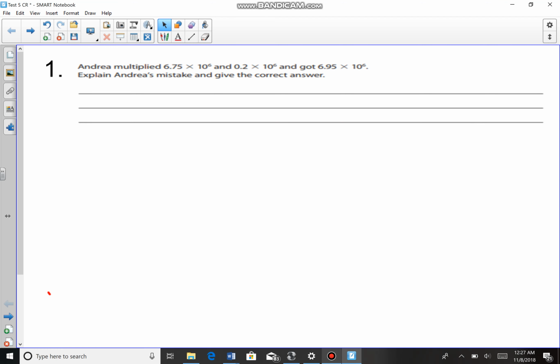Okay. So Andrea multiplied 6.75 times 10 to the 6 and 0.2 times 10 to the 6, and she got 6.95 times 10 to the 6. Explain Andrea's mistake and give the correct answer. So if I'm annotating, I want to make sure I annotate that she multiplied this number, and she got, which means this was her answer. Well, the only way I can determine if Andrea actually made a mistake or what her mistake is, is if I actually do the problem myself.